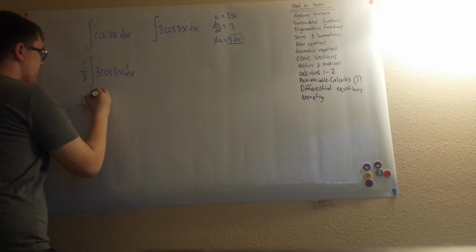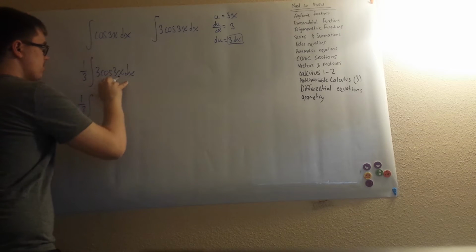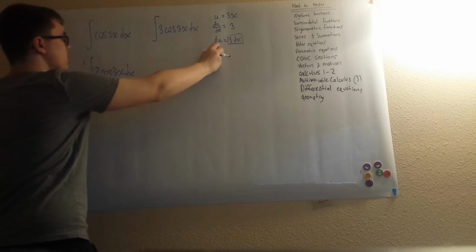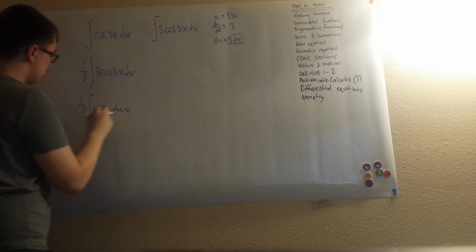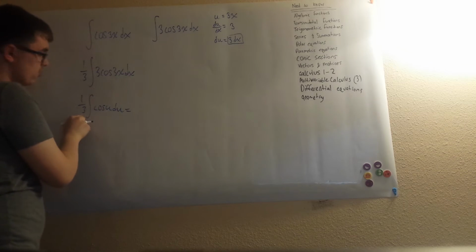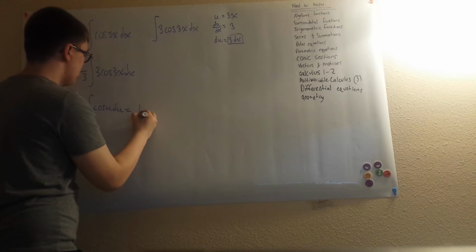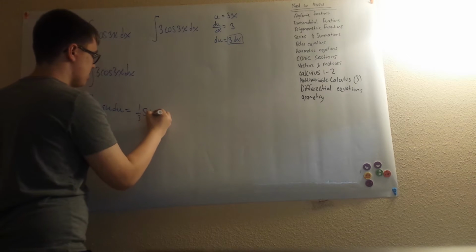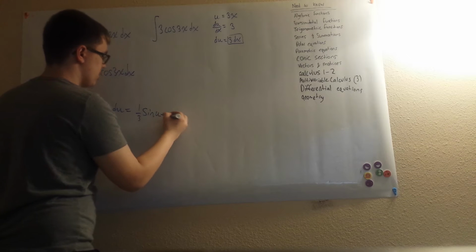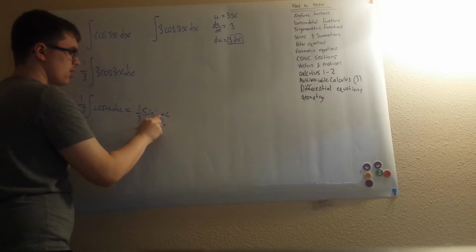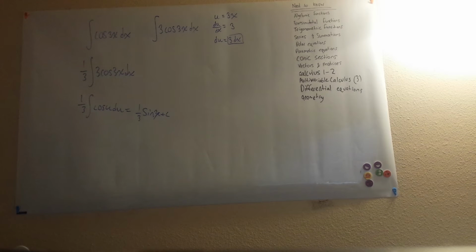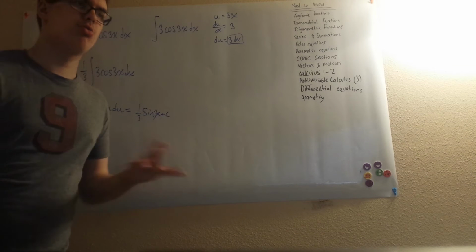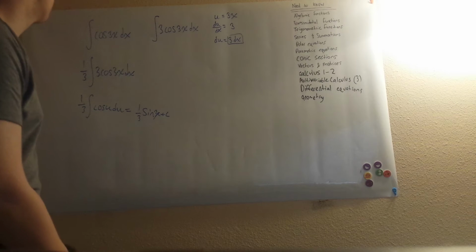So this is 1/3 times the integral of this. All of it disappears because of the du. Cosine u du, our answer is similar. It's the same thing, but with the 1/3. So it would be 1/3 times sine u plus c. What is u? u is 3x, and that is our answer. That is the method of substitution. U substitution.